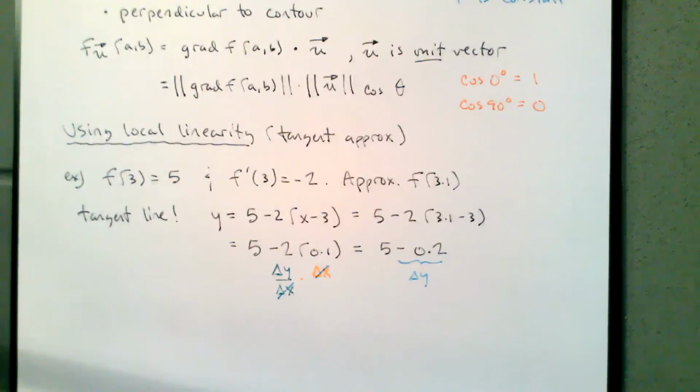I didn't subtract the whole 2 because that's how much f changes when x increases by 1. So -2 is how much f changes when x increases by 1. So I wanted to scale that down because it was only a difference of 0.1.